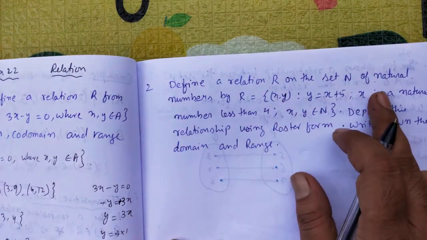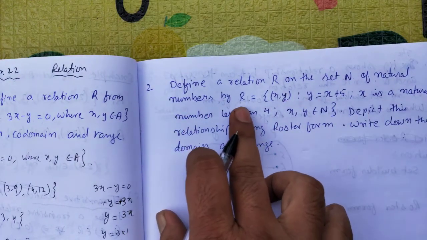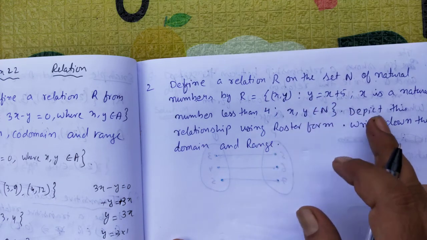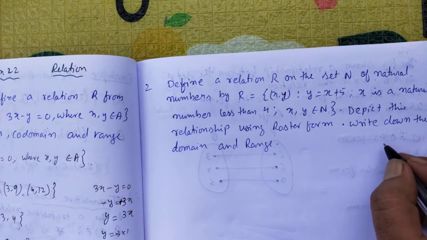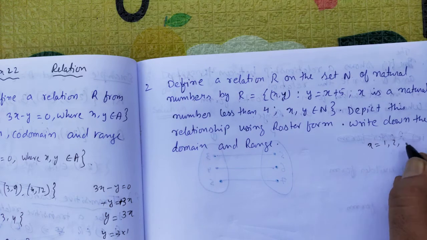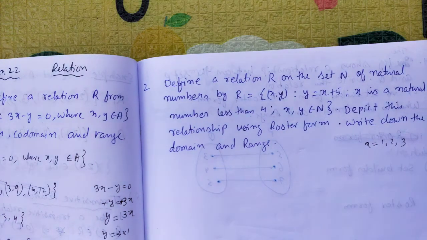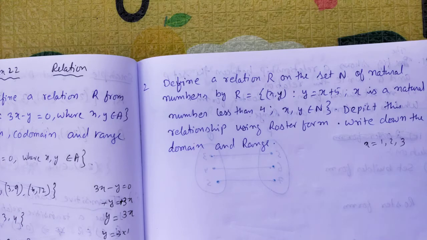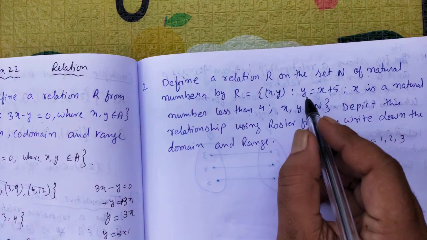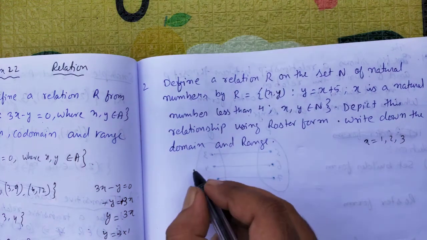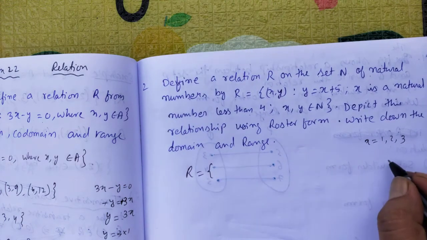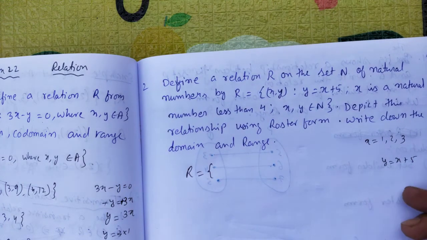Define a relation R on the set N, means natural number, by R = {(x, y) such that y equal to x plus 5, x is a natural number less than 4}. So value of x can be 1, 2, 3. Now you're going to find a relation such that y is given as x plus 5.